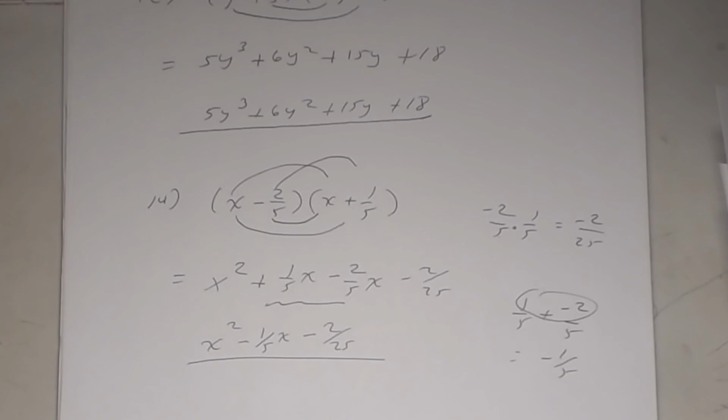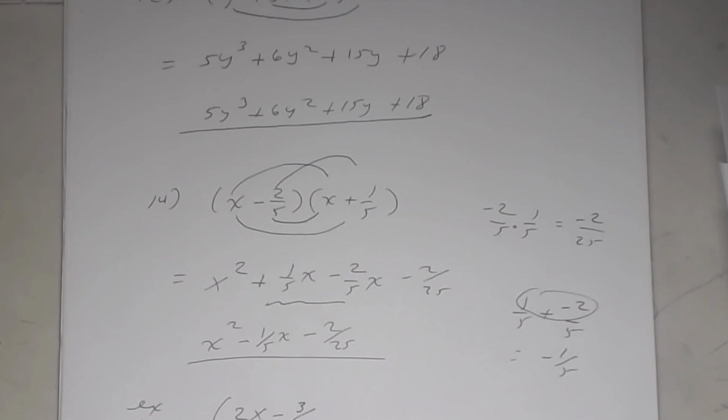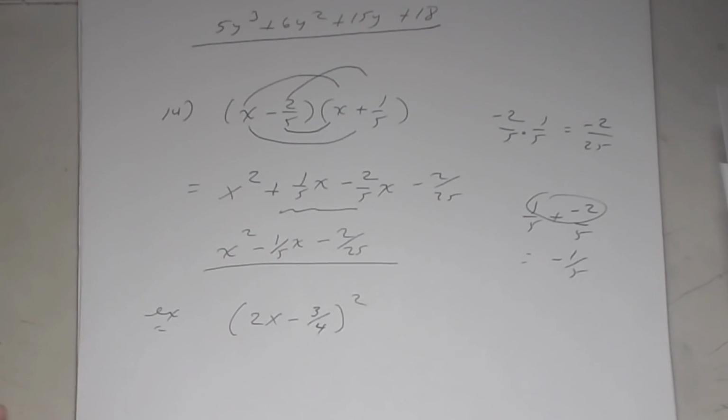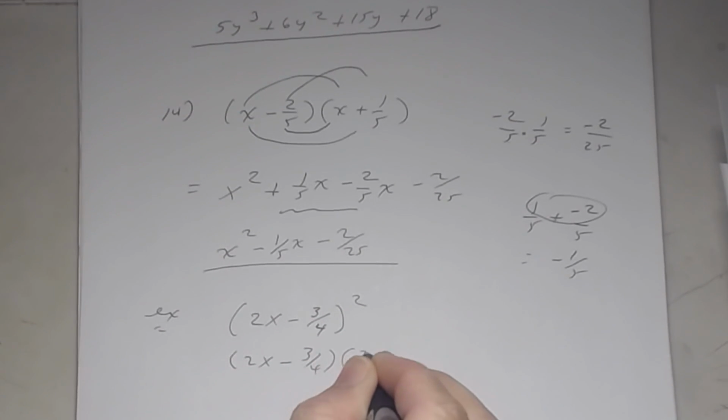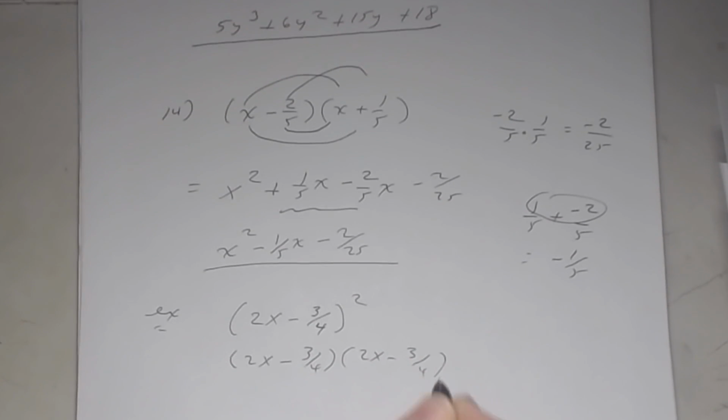All right, let's do this one. Okay, what if you had this? 2x minus 3/4 squared. 2x minus 3/4 squared. So let's do another one with a fraction in it. So what does that mean, though? How are you going to rewrite it? Yeah, 2x minus 3/4 times 2x minus 3/4. All right.